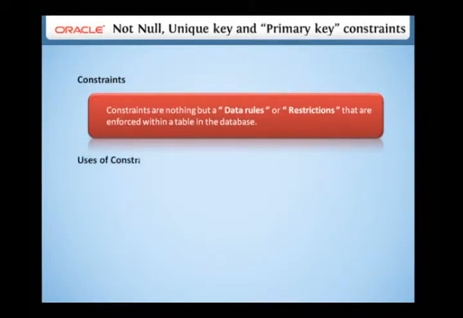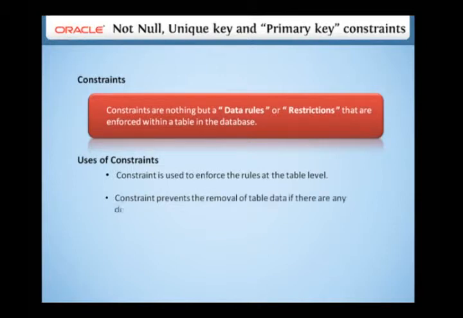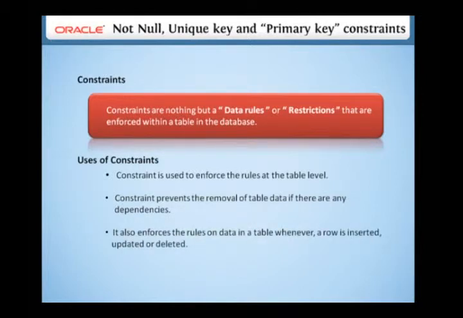Let's see the uses of constraints. A constraint is used to enforce the rules at the table level. A constraint prevents the removal of table data if there are any dependencies. It also enforces the rules on data in a table whenever a row is inserted, updated, or deleted. The constraint must be satisfied for the operation to succeed.